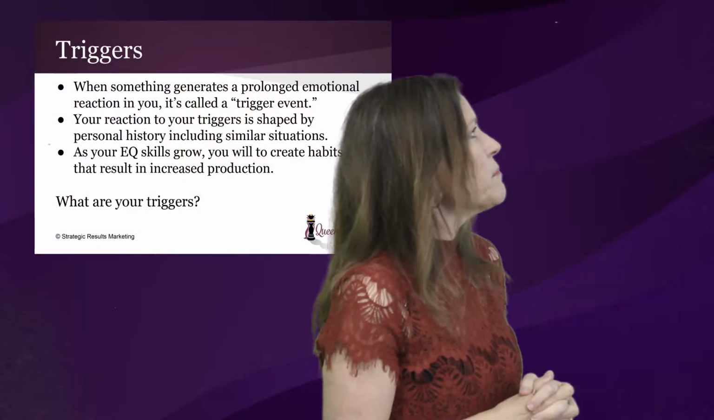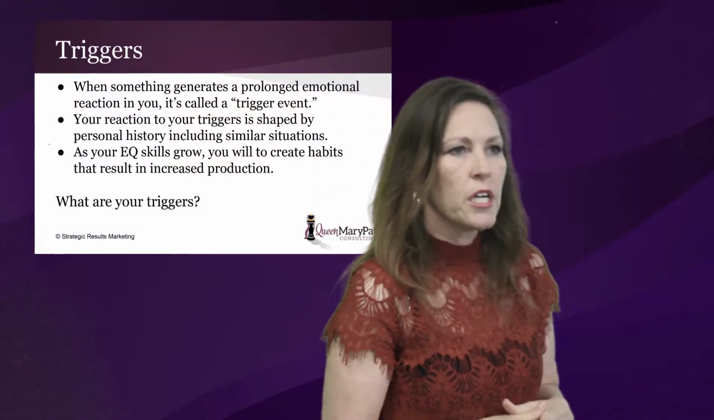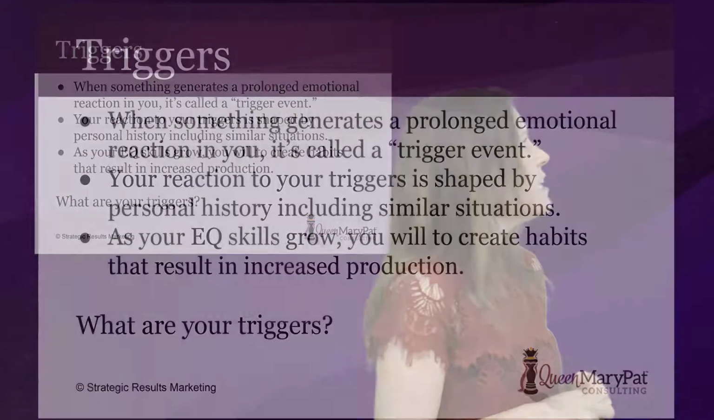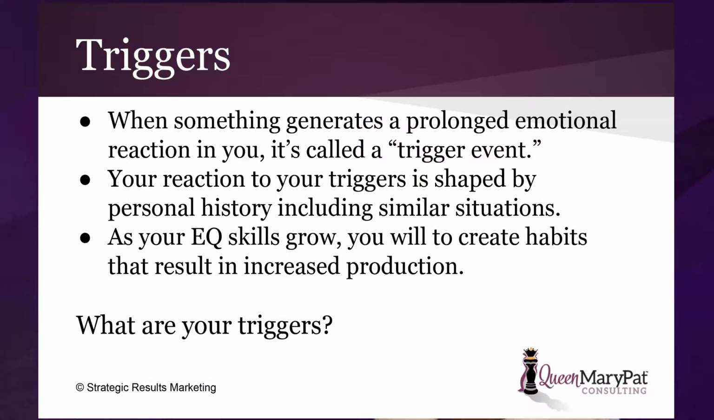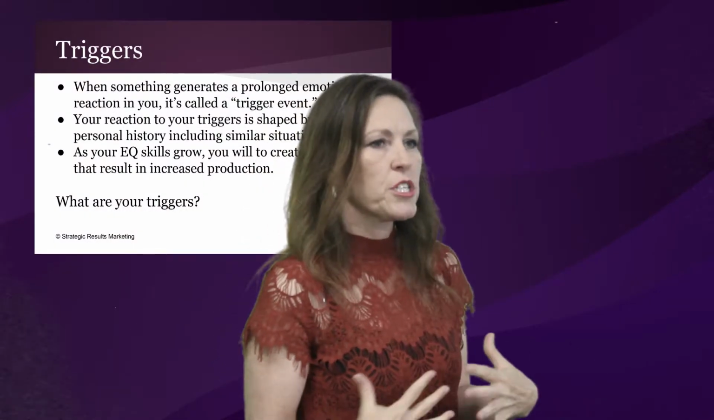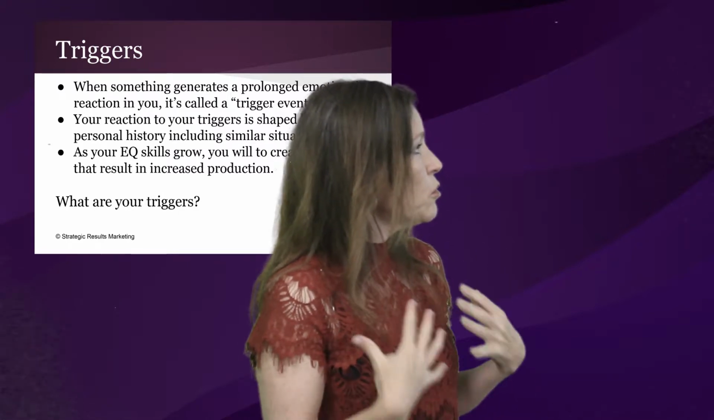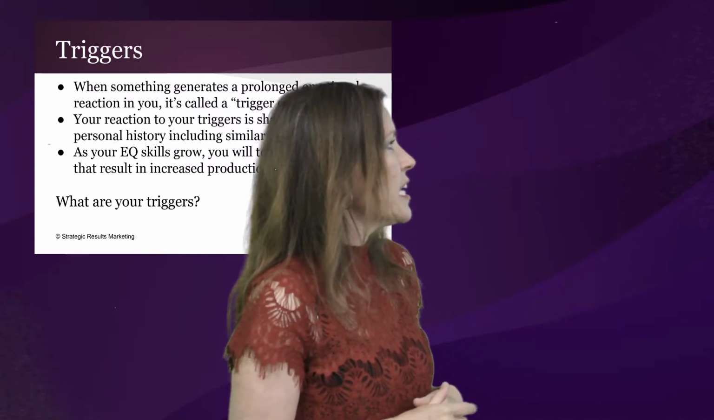Triggers are when something generates a prolonged emotional reaction in you. Trigger events. I'm sure you can think of some of these trigger events, the last emotional outbreak you had. Your reaction to these triggers are shaped by your personal history and other similar situations that have happened to you. As your emotional intelligence grows, you will be able to create habits that result in increased production. So I want you to write down on your paper, what is an emotional trigger, a trigger event that you know? Because when we can get conscious about this information, we can start to be proactive.